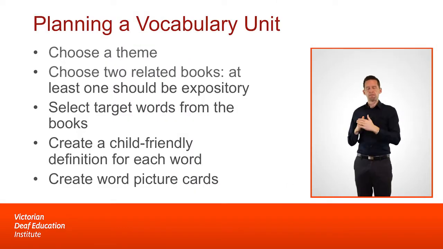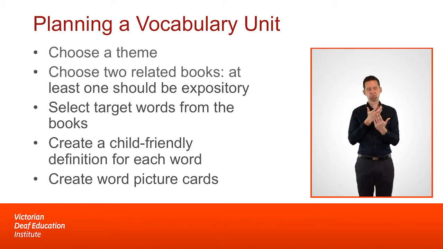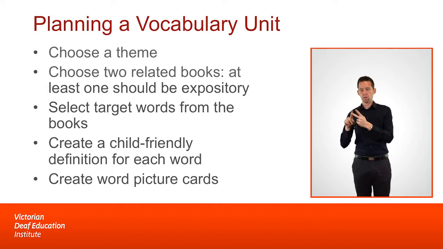Then we choose 2 related books, one of which is a narrative, and the other one is an expository book. Expository books are nonfiction books. We really focus a lot on the nonfiction books because deaf and hard of hearing children often don't have an opportunity to listen to others reading them nonfiction books.